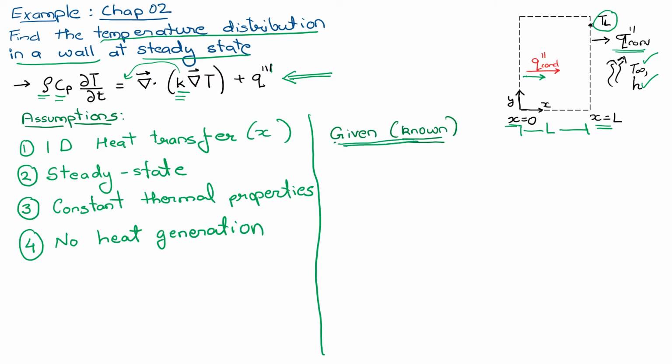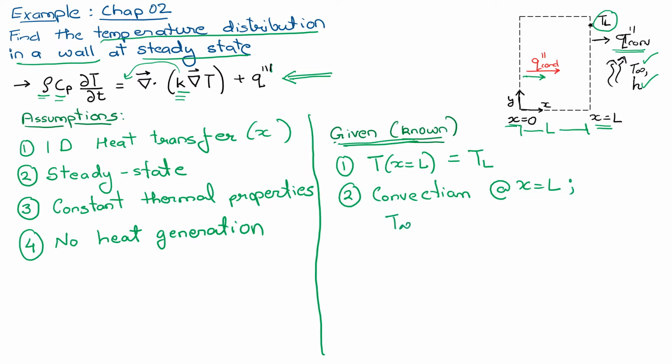Now what do we know? What's given in the problem? So we know the temperature of the surface at x is equal to L. So the first thing that we know is that temperature at x is equal to L is TL. The second thing we know is that there is convection at x is equal to L, and T infinity and h are known quantities. So these are the two things that we know, and they'll help us in simplifying the heat diffusion equation.